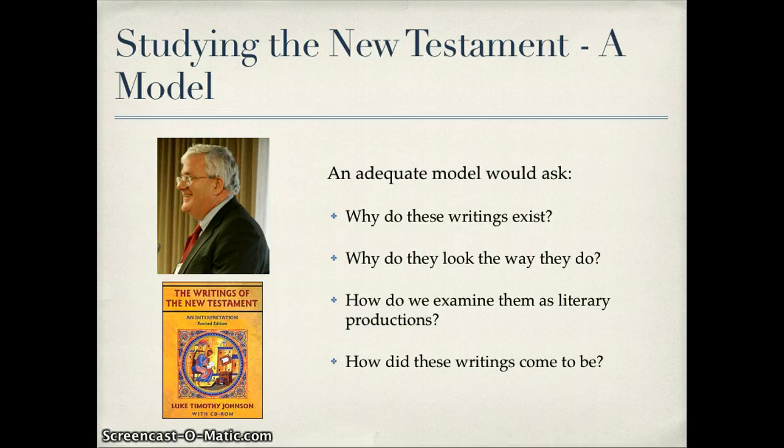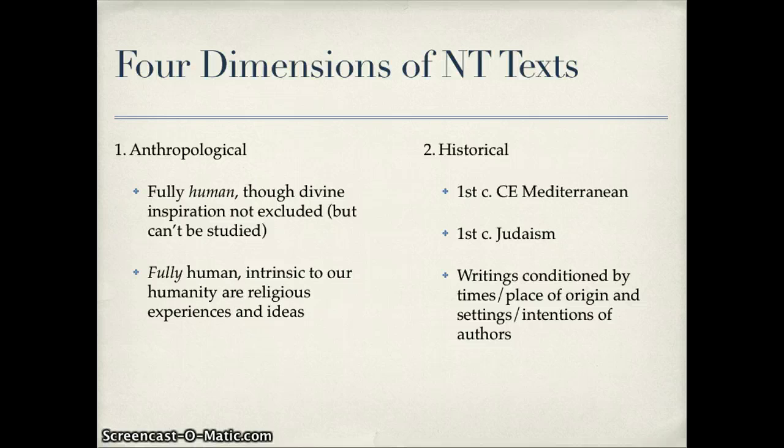How do we examine these writings as literary productions? Because they are writings, and so they are literary productions. And then how did they come to be? An adequate model would seek to answer these questions, he says. So this model would take into consideration, in light of those questions, that there are 4 dimensions of New Testament texts. There's the anthropological dimension, the fact that these writings were written by people. They are fully human productions. We can't exclude divine inspiration, but we can't study that. So we take into consideration that these writings were written by people.